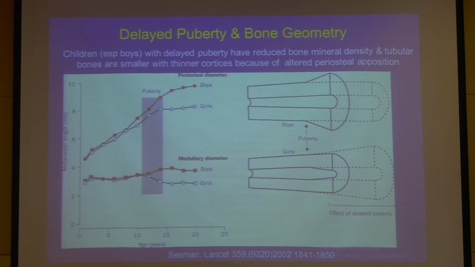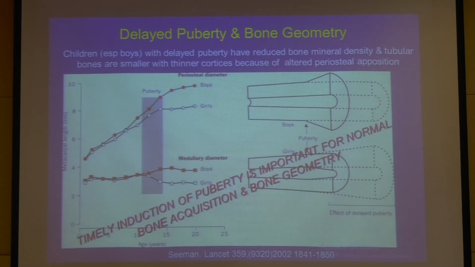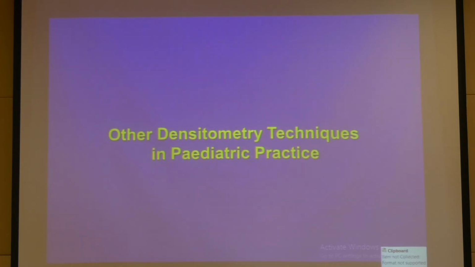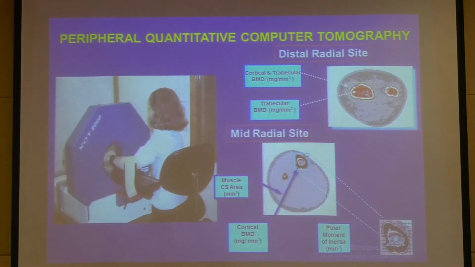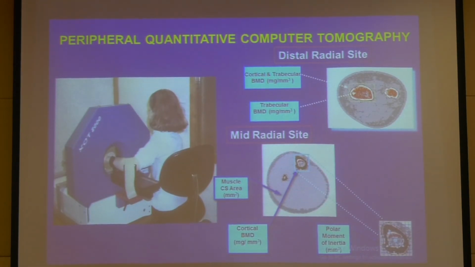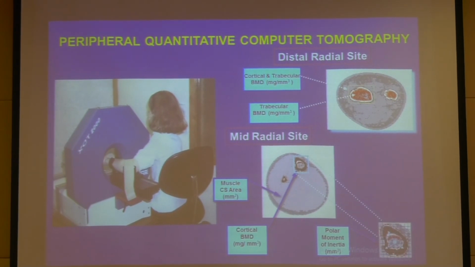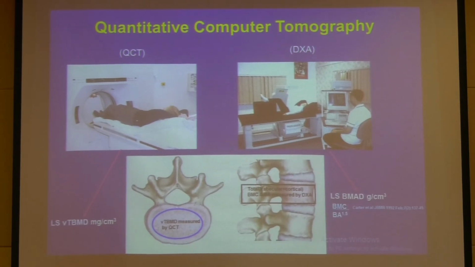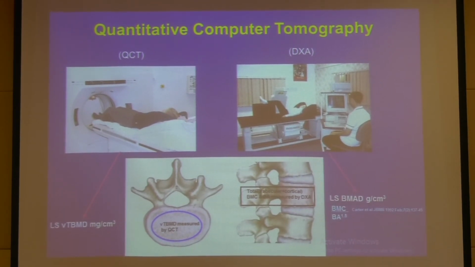And because by 14 this boy had not started puberty, we gave him a 6 months course of testosterone, which in the majority of these boys will kickstart their pubertal development. Sometimes they will need continuous testosterone treatment, but this is not an uncommon problem. So other bone densitometry techniques that we use in our pediatric practice, which I'm not going to use, is peripheral quantitative computer tomography, which is a standard technique we use in Manchester, and we use quite a bit of quantitative computer tomography to look at the lumbar spine, trabecular bone mineral density, for certain situations, but I'm not going to talk about that.